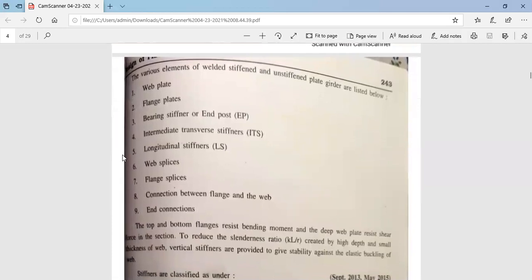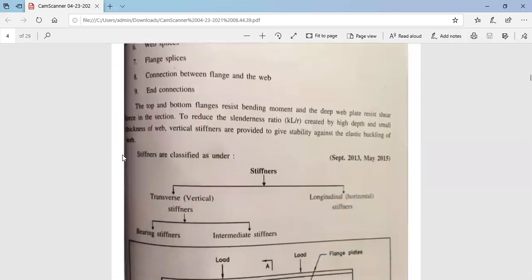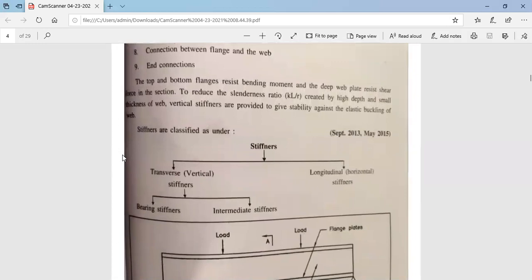Right? So the top and bottom flange resist bending moment, and the deep web plate resists shear force in the section. To reduce the slenderness ratio, which is KL by r, created by high depth and small thickness of web, vertical stiffeners are provided to give stability against the elastic buckling of the web.